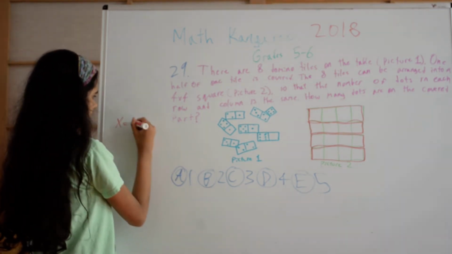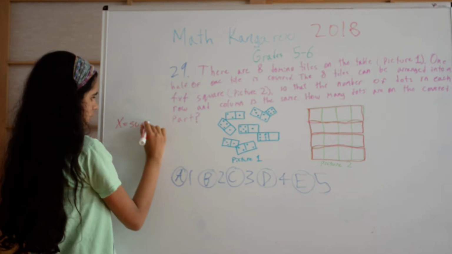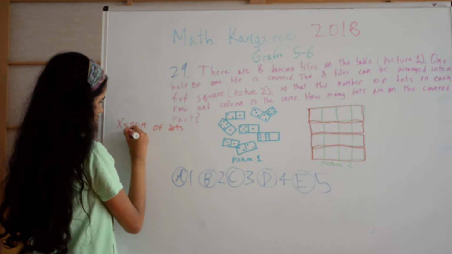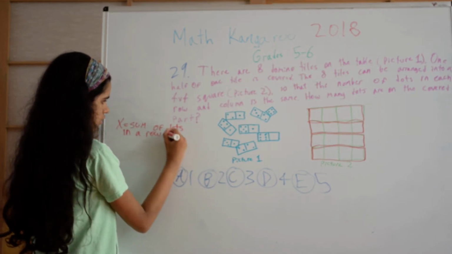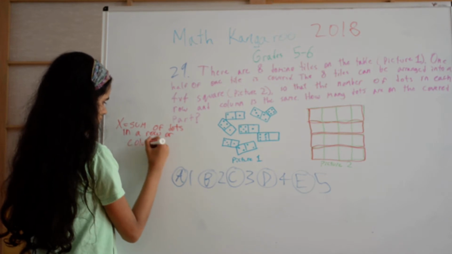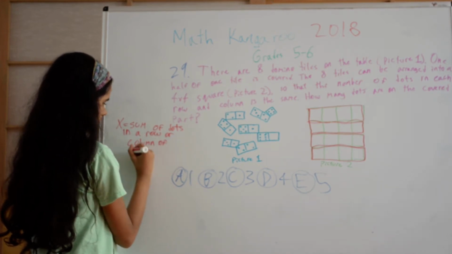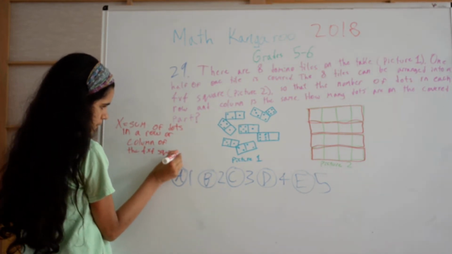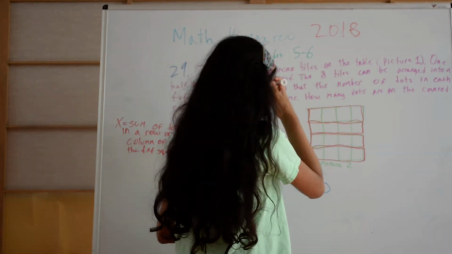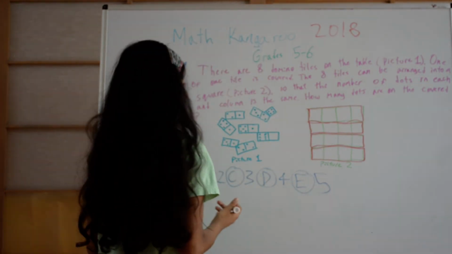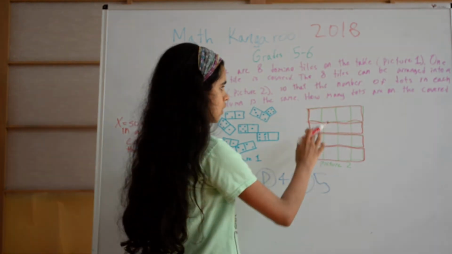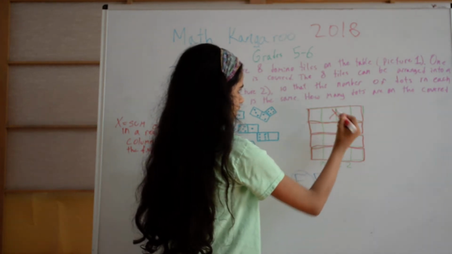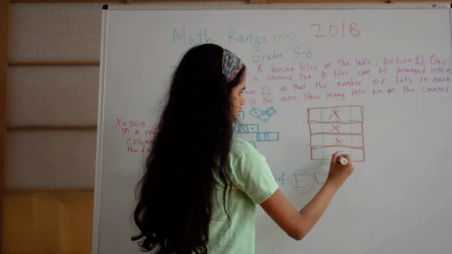We can say x is the sum of dots in a row or column of the 4x4 square. So x is the sum of the dots in a row or column of the 4x4 square. So this row here, the sum of its dots is x, and the same is true for the other rows.